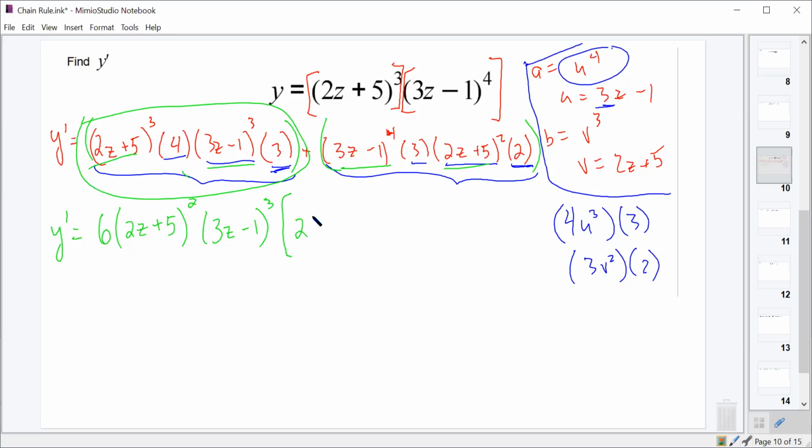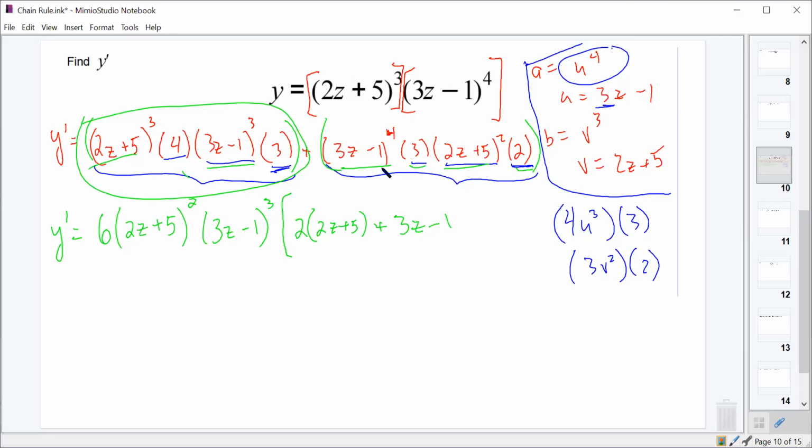I also took out 2z plus 5 squared, which ought to leave me with just a singular 2z plus 5 to the first power. And I took out a 3z minus 1 cubed, which doesn't leave me with anything, right? And then from the second term, so plus, I took out 3z minus 1 cubed, right? And I had a 3z minus 1 to the fourth, so that should just be 3z minus 1. And I took out a constant of 6, which I had a full constant of 6.